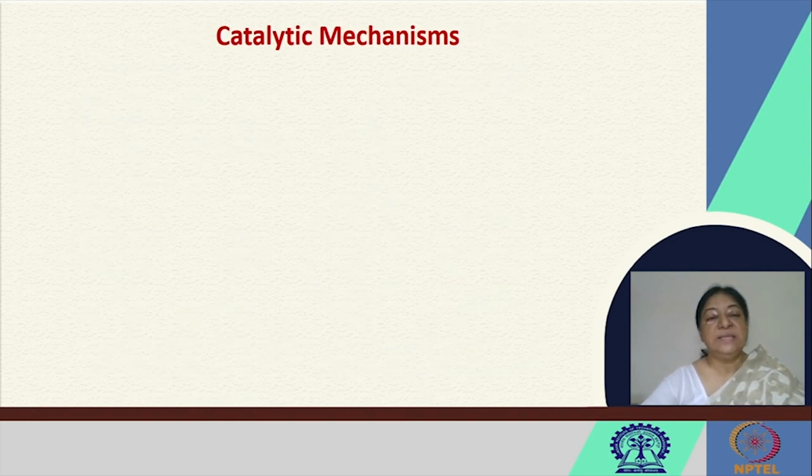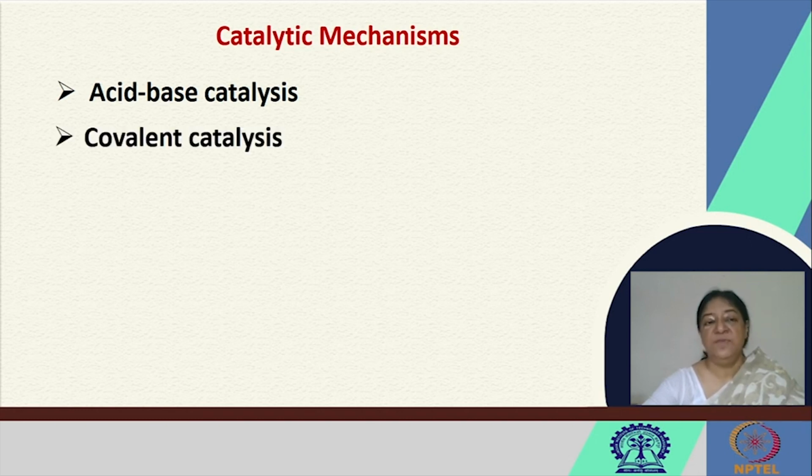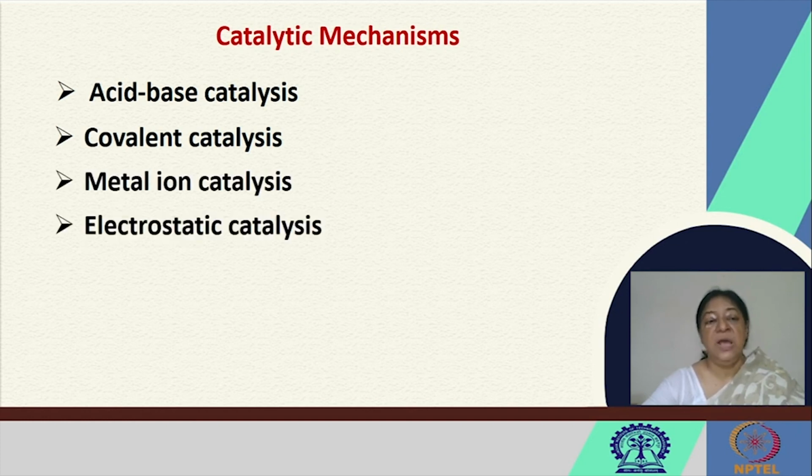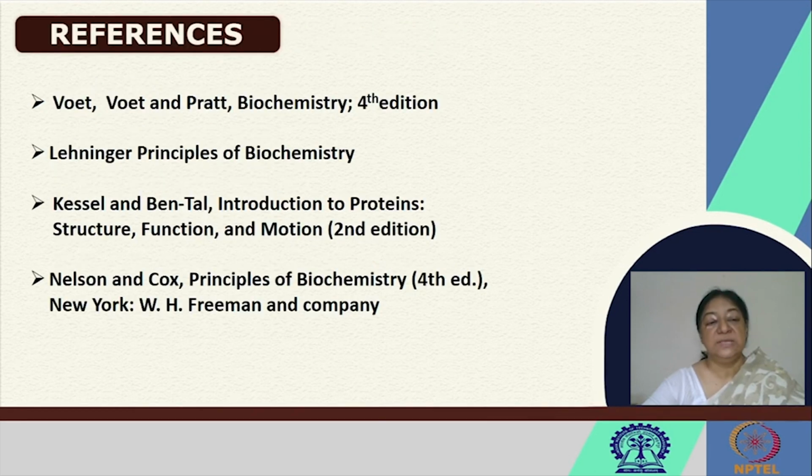So if we look at the catalytic mechanisms in general, we looked at acid-base catalysis and we looked at the specific amino acid residues involved in acid-base catalysis, in the sense that we have the histidine residues, we had the aspartic acid, we had the glutamic acid involved in this. We will look at covalent catalysis and metal ion catalysis in the next lecture, and overall proximity and orientation effects that we looked at.